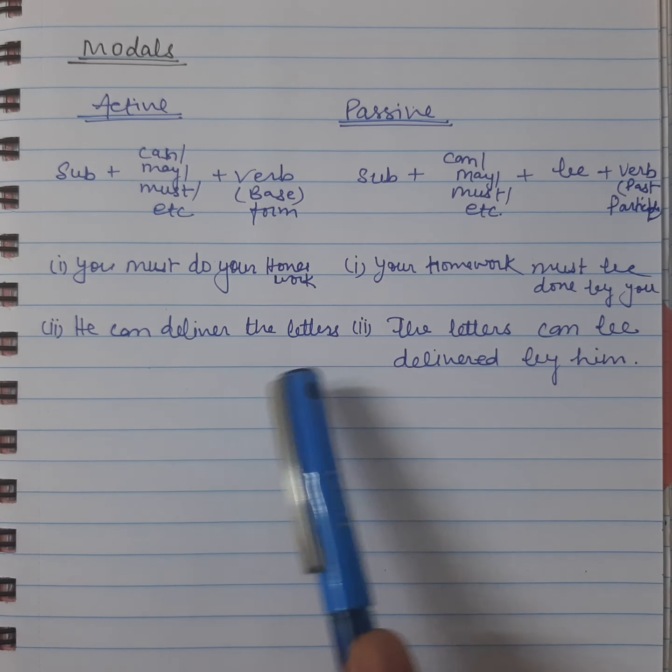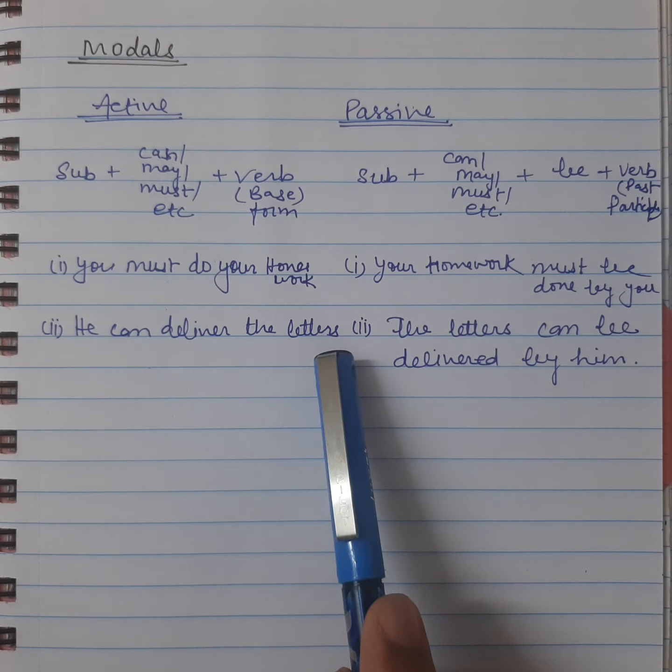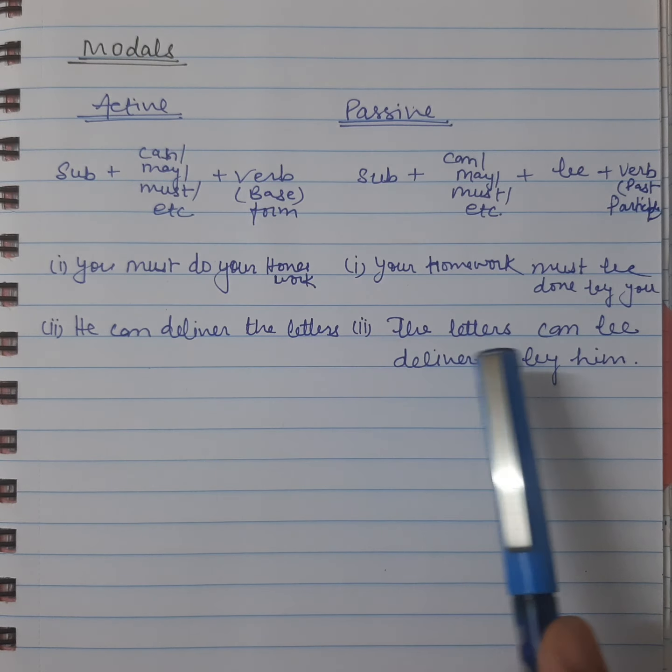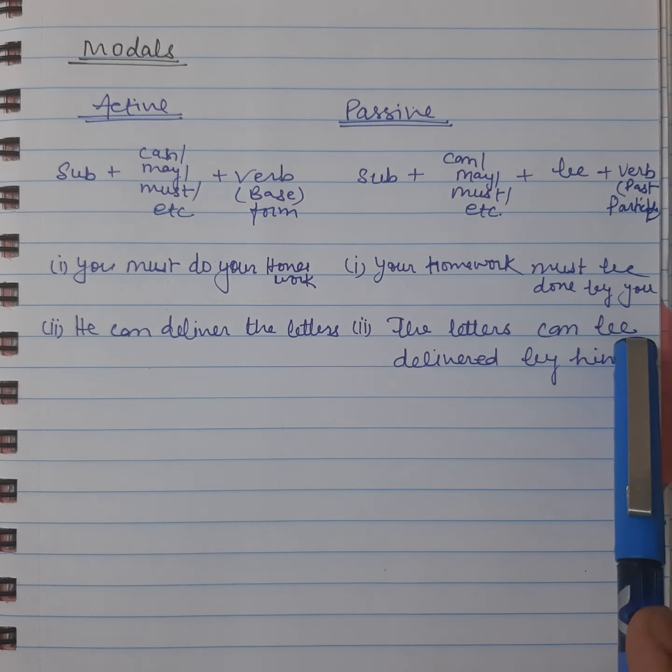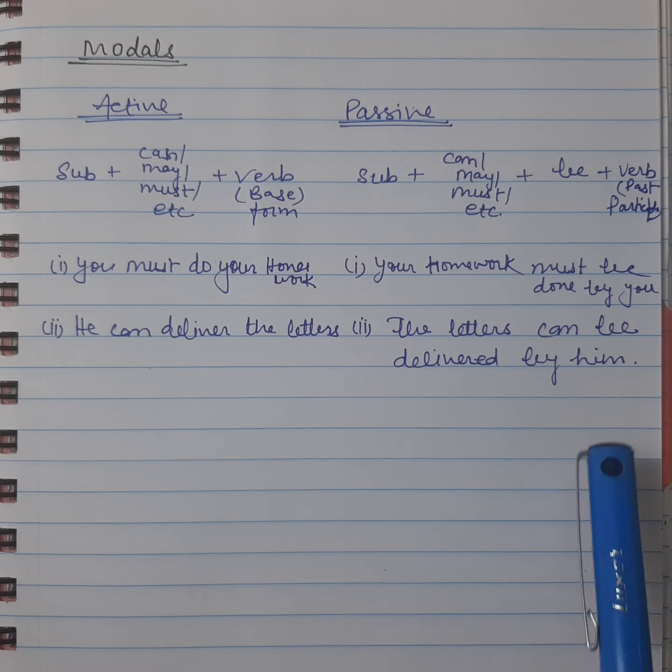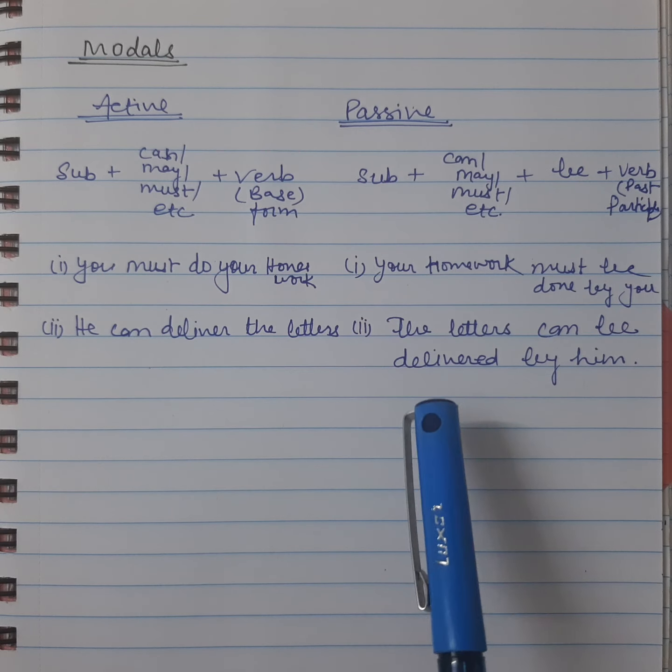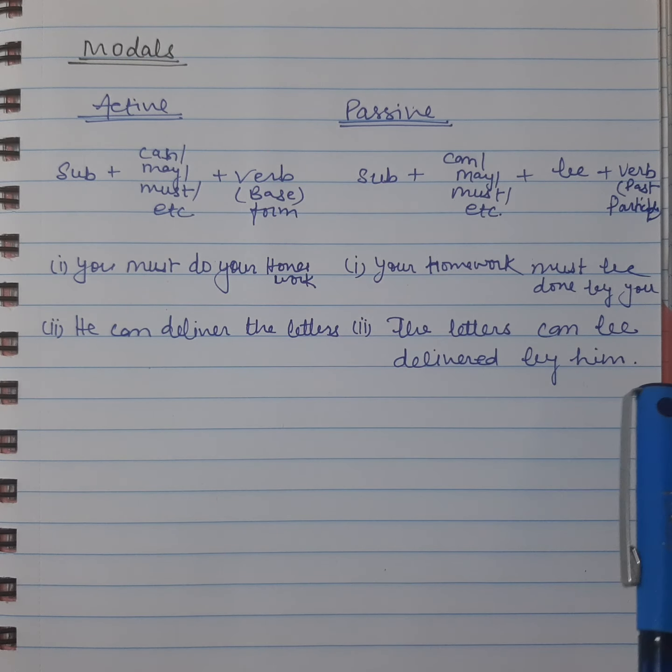Similarly, he can deliver the letters. So here the letters, which is the object, will become the subject, the letters, and then we'll use the same modal, can, then we'll add be, then the past participle of the verb deliver, which is delivered, and then he will become by him.